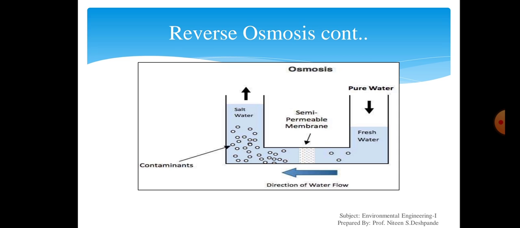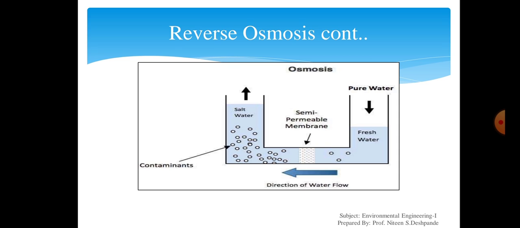The semi-permeable membrane here we are using to reduce the salt content in the water. So when the pressure applied to the sea water or the salty water is greater than the osmotic pressure, then the water from the solution diffuses through the membrane to the fresh water side. This is the reverse osmosis process.